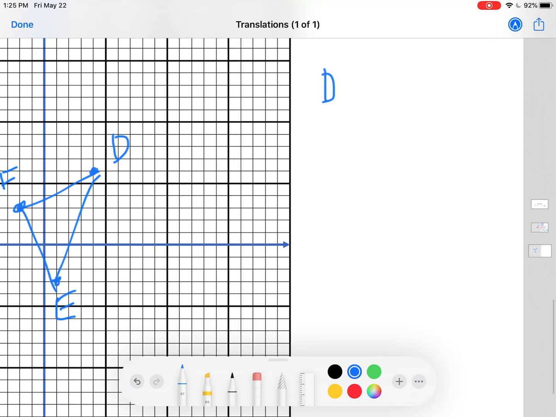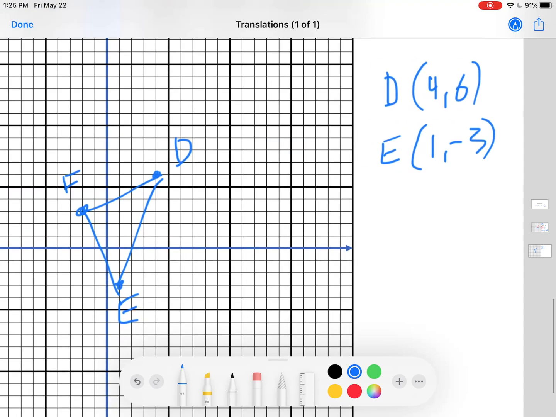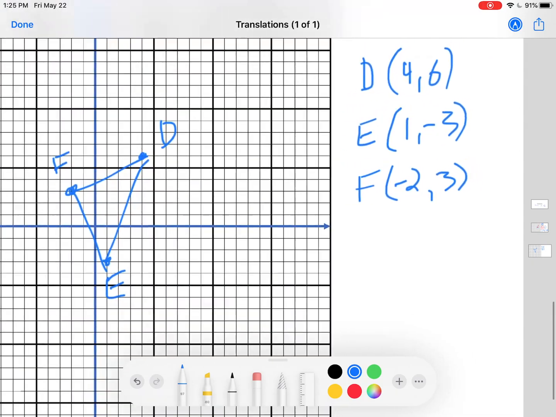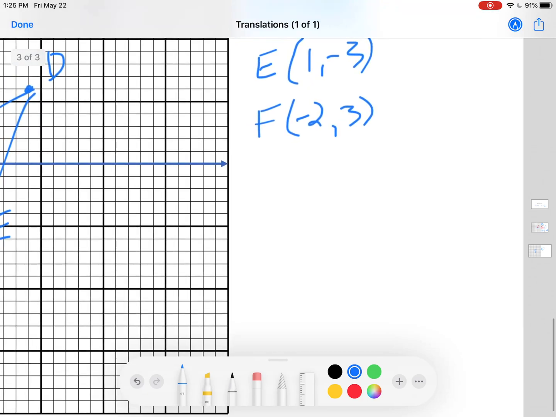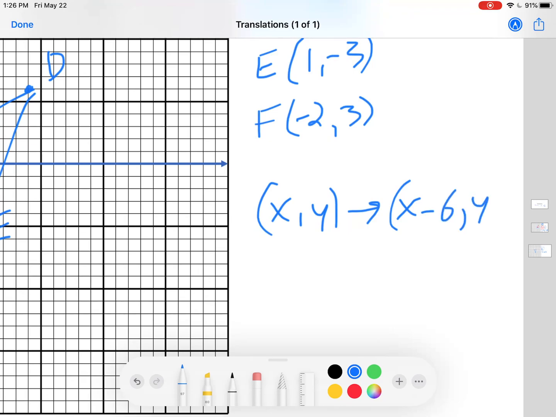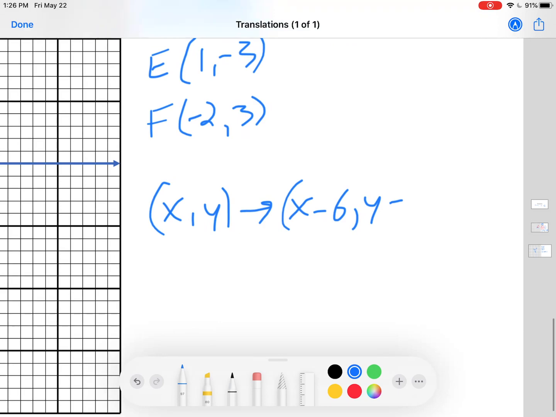And let's write down the coordinates. D is 4, 6. E is 1, -3. F is -2, 3. Okay. Those make sense to you, I hope. Now, I want to do this. I want to say x, y becomes x minus 6, y minus 8.